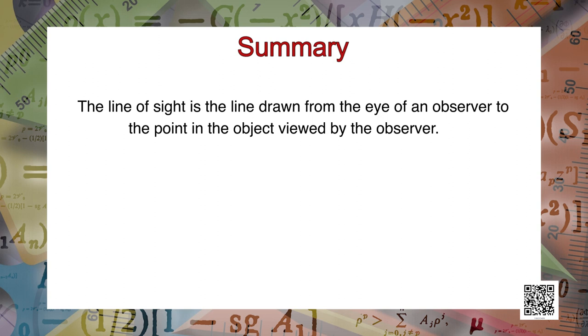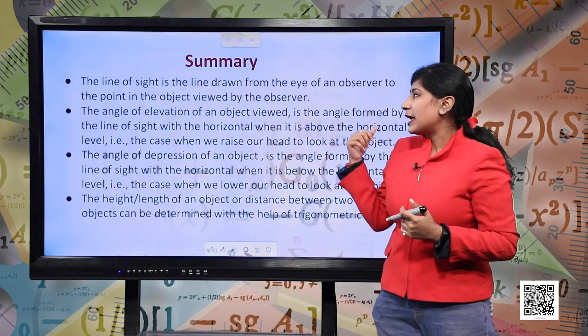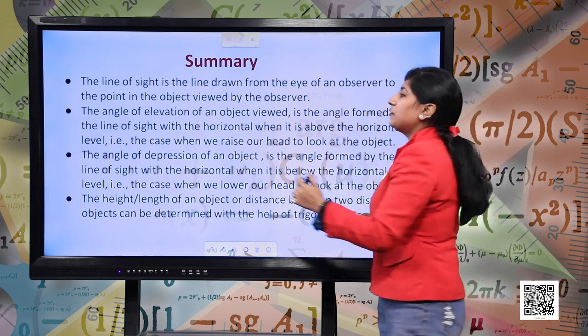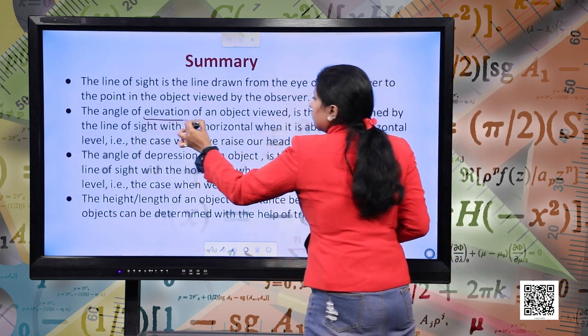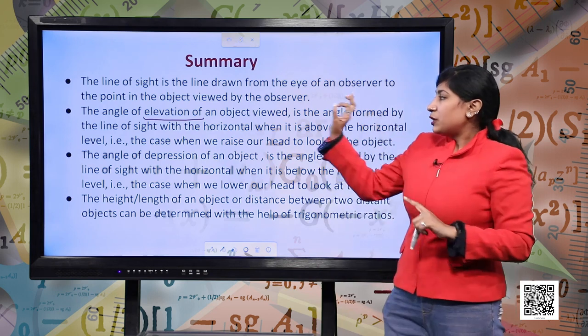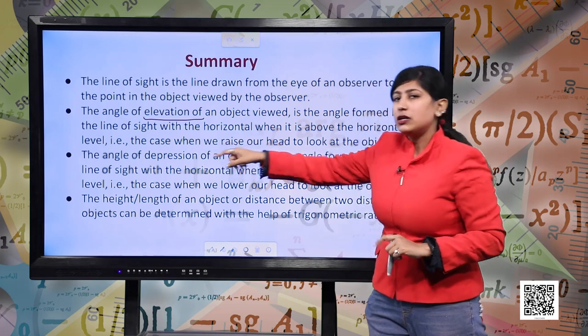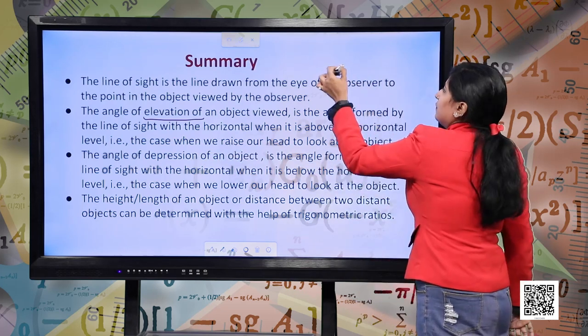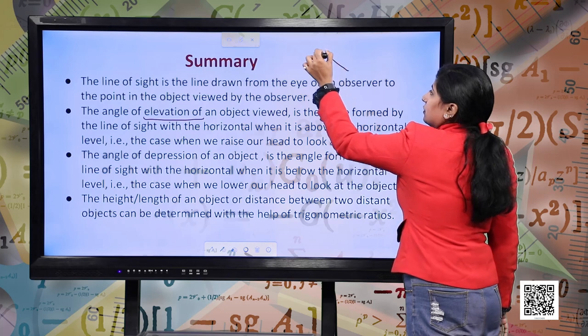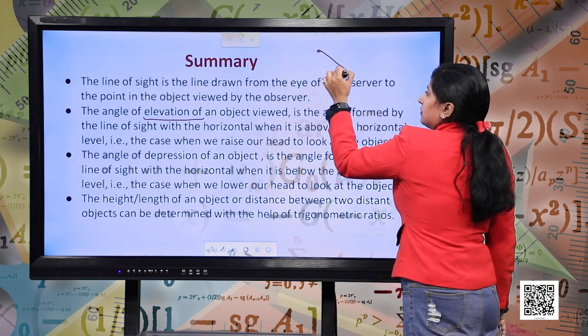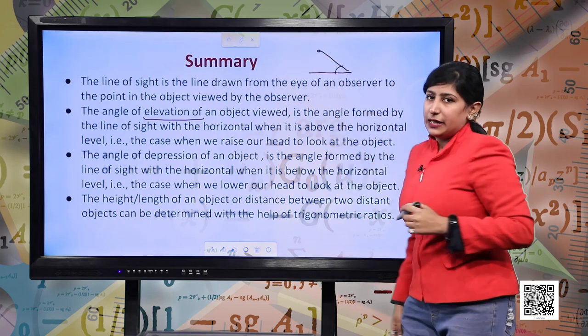So let us summarize this session. The line of sight, as you already know, is the line drawn from the eye of an observer to the object viewed. So this imaginary line, as I've already told you, this is the line of sight. Then angle of elevation. Angle of elevation of an object is the angle formed by the line of sight with the horizontal. So it's this way. Always remember, if this is the eye, you're looking to an object which is here. This is the horizontal, this becomes angle of elevation.